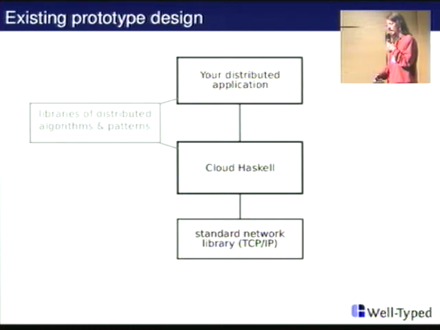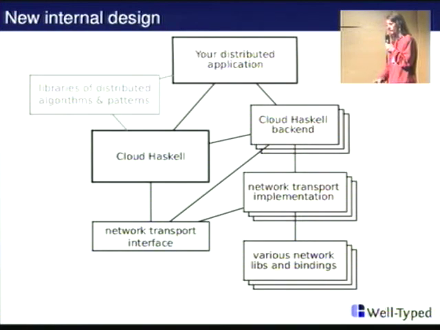So our new design is a little bit more complicated, but it's not too bad. At the top, you've still got your distributed application, and your application depends both on the main Cloud Haskell library, and on one backend. And this isn't so weird, this is just the same way that database libraries work. You've got the general database interface, and you have a specific backend for Postgres or whatever.